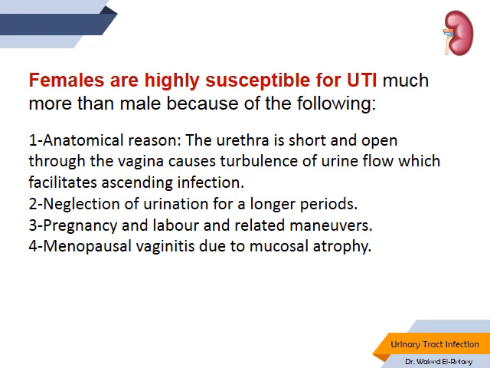Females are highly susceptible to urinary tract infection for an anatomical reason, because the urethra is short and opens through the vagina. Other reasons are negligence of urination for a longer period, pregnancy and labor and related maneuvers, and menopausal vaginitis that leads to mucosal atrophy.